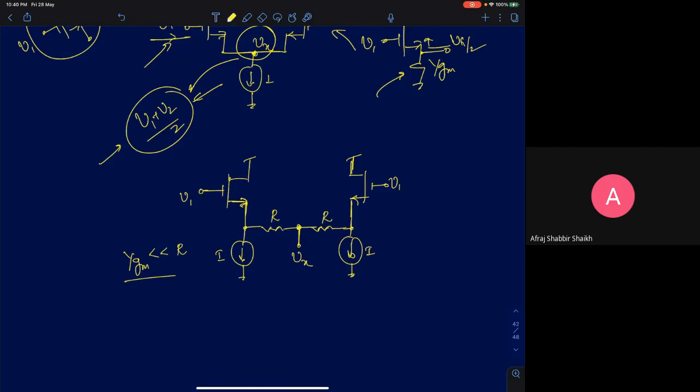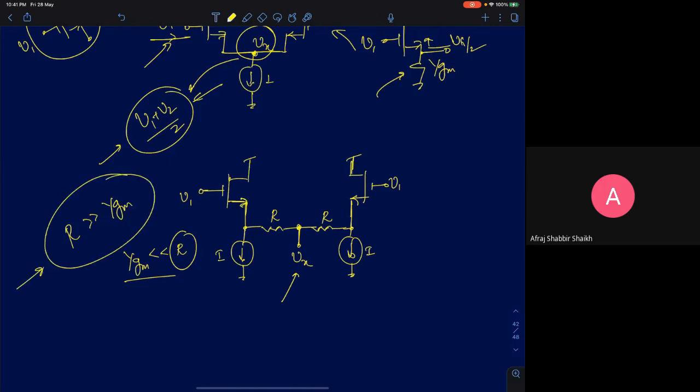Now we will try to analyze what will be the voltage at this point, Vx. You can make an assumption: R is much greater than 1 by Gm. If you make this assumption, can you tell me what will be the node voltage Vx? Apply the principle of superposition. You can apply the principle of superposition even here and solve it.